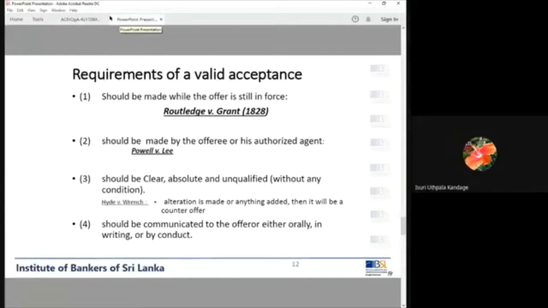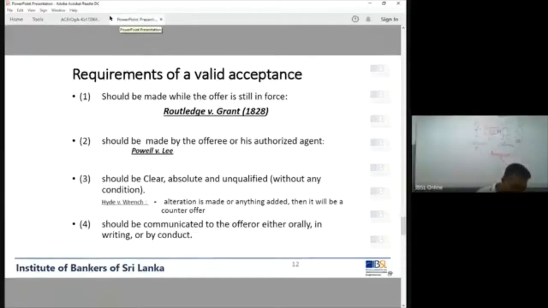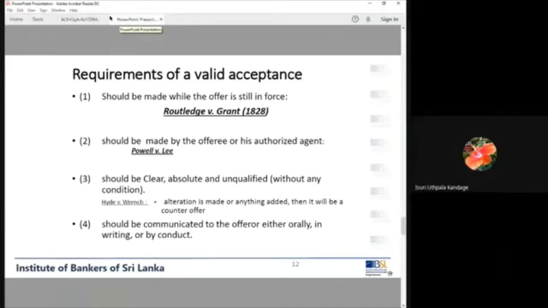Please re-explain that requirement. Still, I can't hear you. Can you speak a little bit louder? Please re-explain the third requirement. Third requirement.